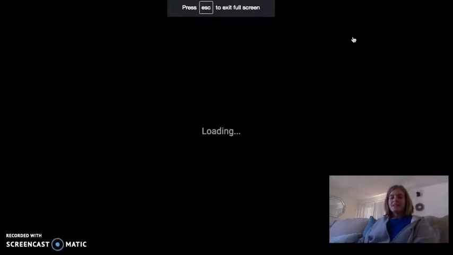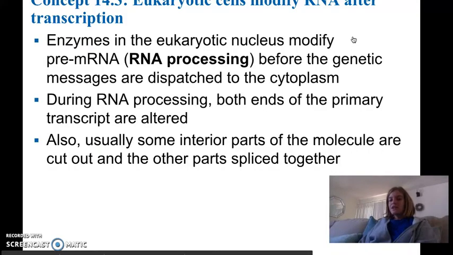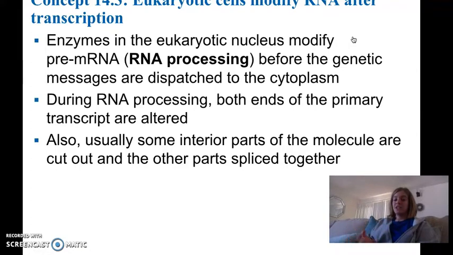And finally, this last section about transcription is going to cover eukaryotic cells. So as you recall, with the bacterial cells, they can go straight from transcription to translation, sometimes even simultaneously. But our eukaryotic cells actually have to modify the RNA after transcription. So when eukaryotic cells produce the product after initial transcription, they produce something known as pre-mRNA, and then the pre-mRNA goes through something known as RNA processing before that RNA can get sent to the cytoplasm.